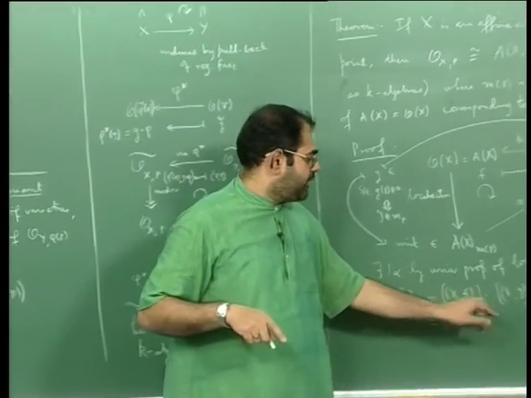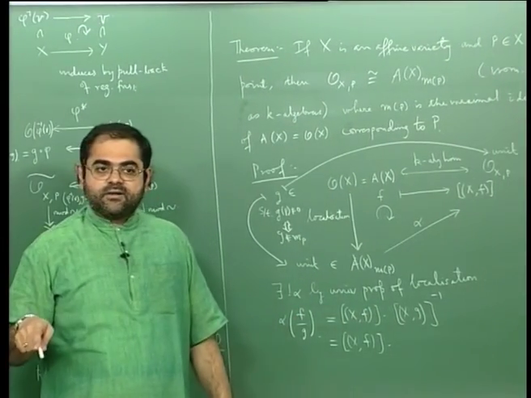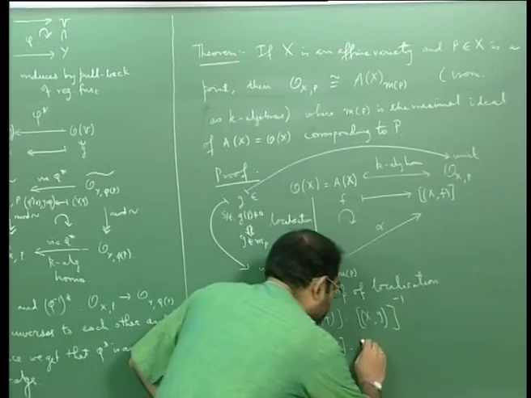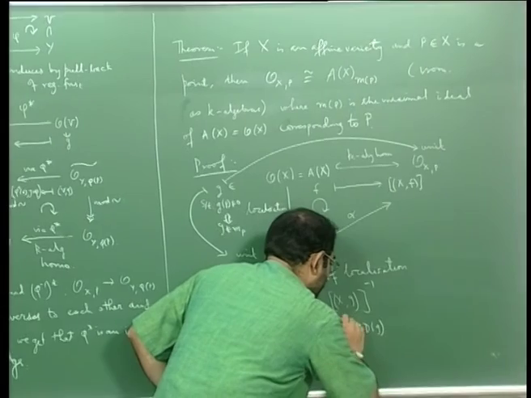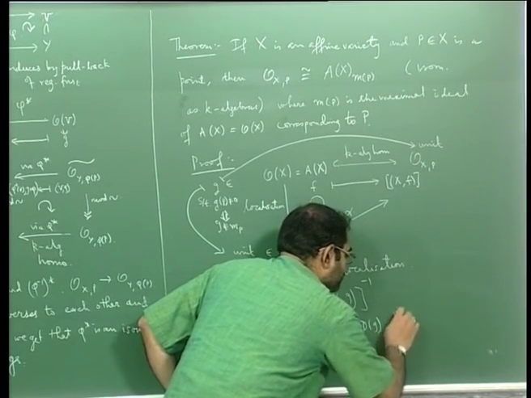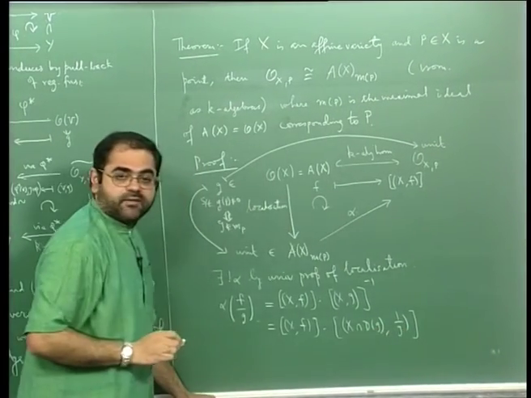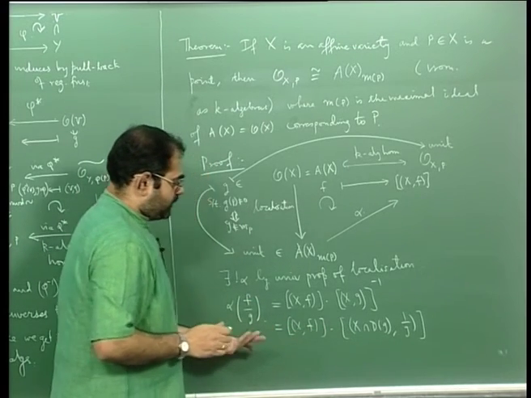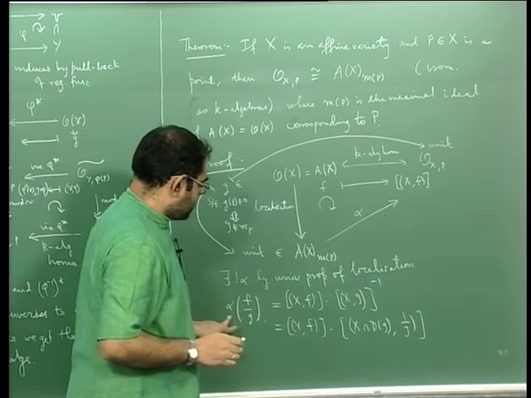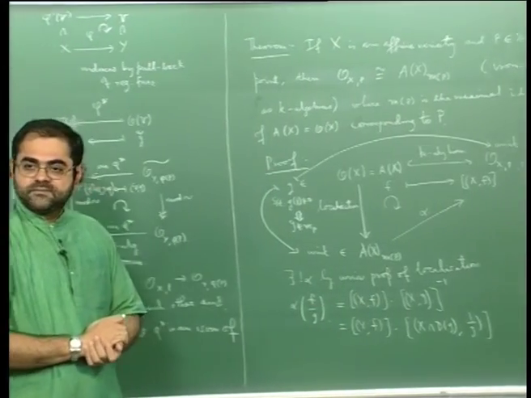Okay, and you can write 1 by g as a regular function on Dg, so this will be just X intersection Dg, comma 1 by g. This makes sense. And so this is how the map is defined.